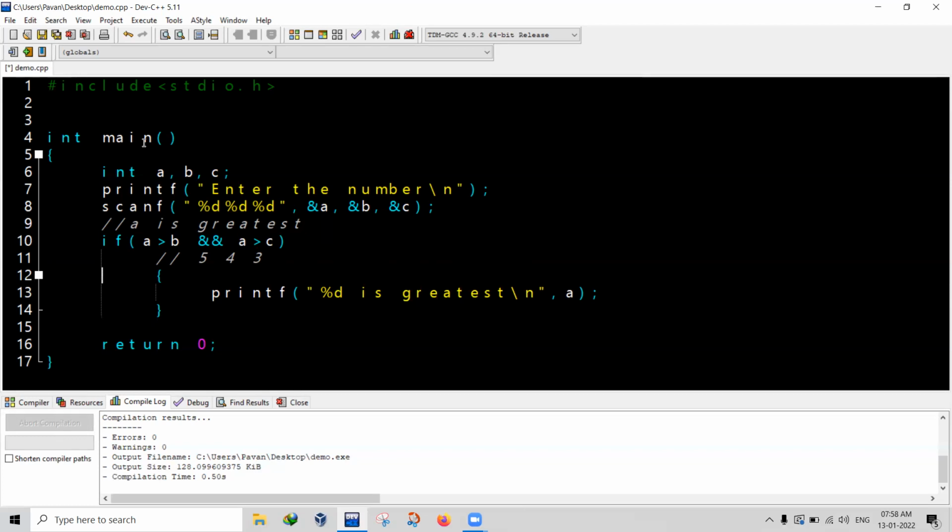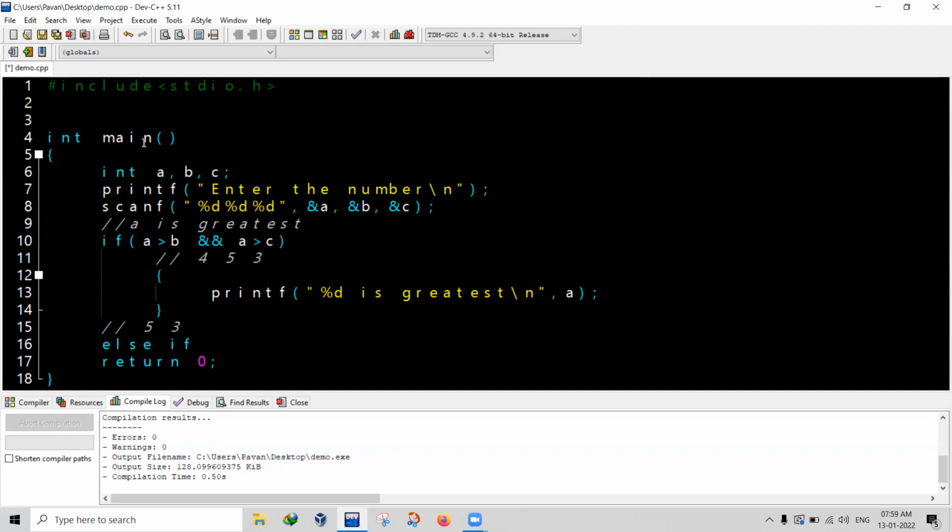It means that A is the greatest. I got my output. If A is not the greatest, that is, the numbers were like this, 4 and 5, which clearly shows A is not the greatest. We are done with A. We have to check only the 2 remaining numbers, 5 and 3, that is B and C.